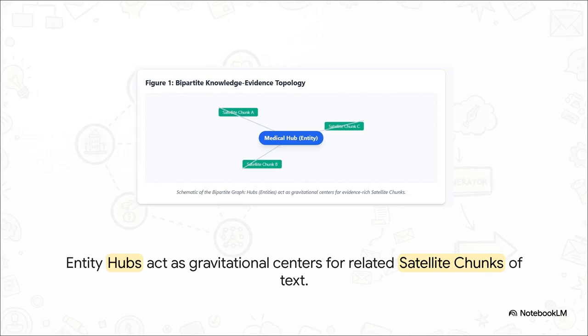And this is what that architecture looks like. It's called a bipartite graph. You've got your entity hubs on one side, say a specific drug, and on the other side, you have all the satellite chunks of text that actually talk about that drug. The absolute game changer here is that the knowledge, the entity, is separate from the evidence. This makes the whole structure way more flexible and powerful.